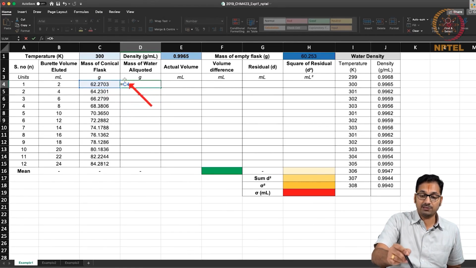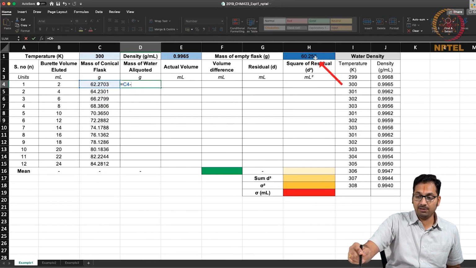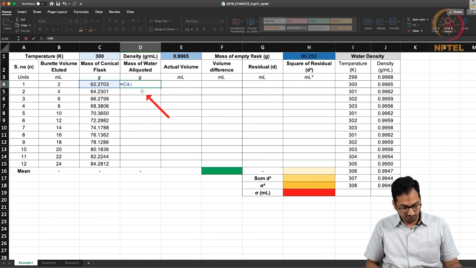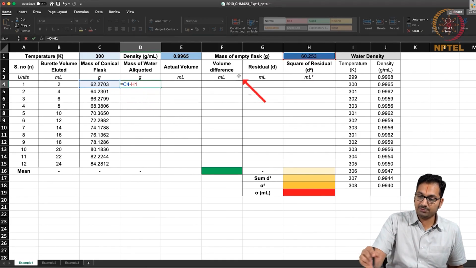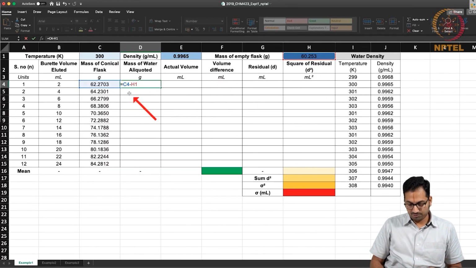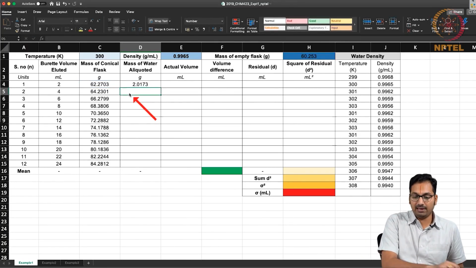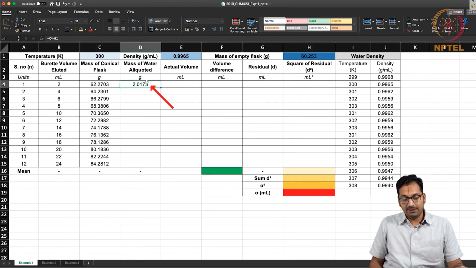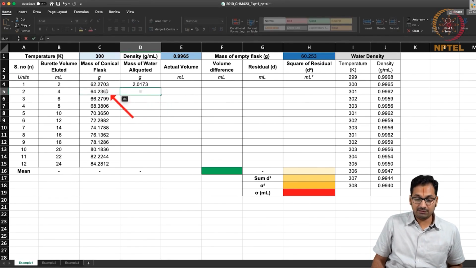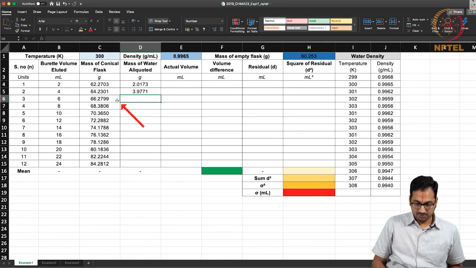In this case, you want to take the difference between the mass of the conical, which is entered in the cell C4, and the mass of the empty conical, which is in H1. So you write the formula C4 minus H1. As you can see, C4 is highlighted in blue while H1 is highlighted in red, which helps you understand which two parameters you are taking a difference between. Once you hit enter, you can see that it has calculated the difference between this value and that of the empty conical flask. Of course, one can repeat the same process by typing it, where you take the difference between C5 and H1, and so on.